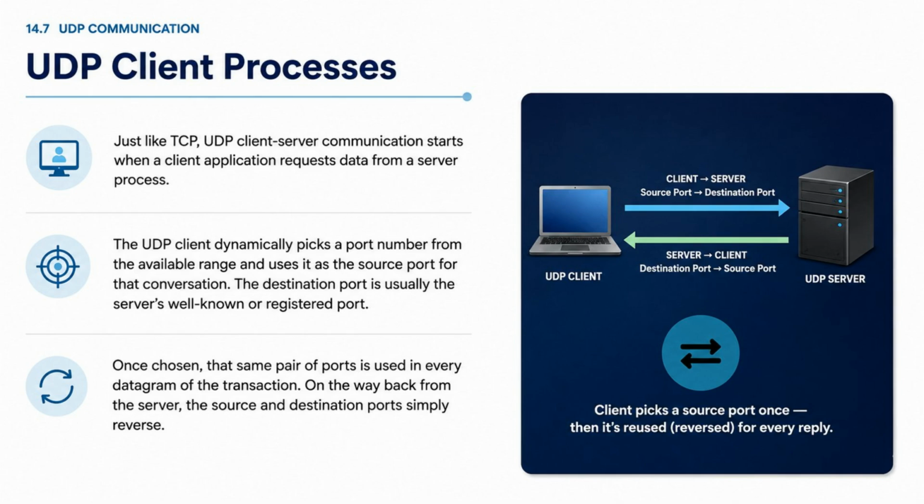UDP client-server communication starts the same way as TCP. The client requests data from a server process. The client dynamically picks a source port for the conversation. The destination port is usually the server's well-known port. That same port pair gets reused, reversed, for every reply in the transaction, without any session state tracking it.